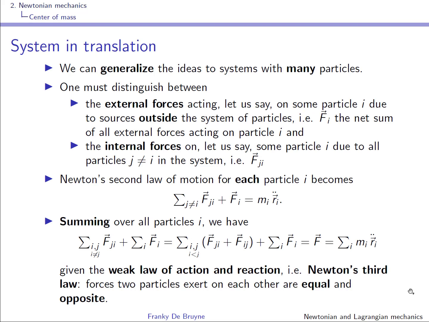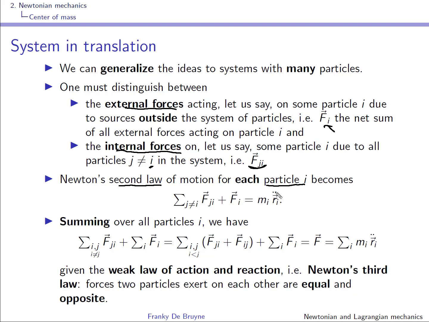Okay, as I've said before, the idea is the generalization to many particles. We talked about external forces. So on particle i there is a net force Fi, and there are internal forces. All particles, of course, except i, exert a force on i, and we've called that force Fji, right? Then for one particle we can write Newton's second law.